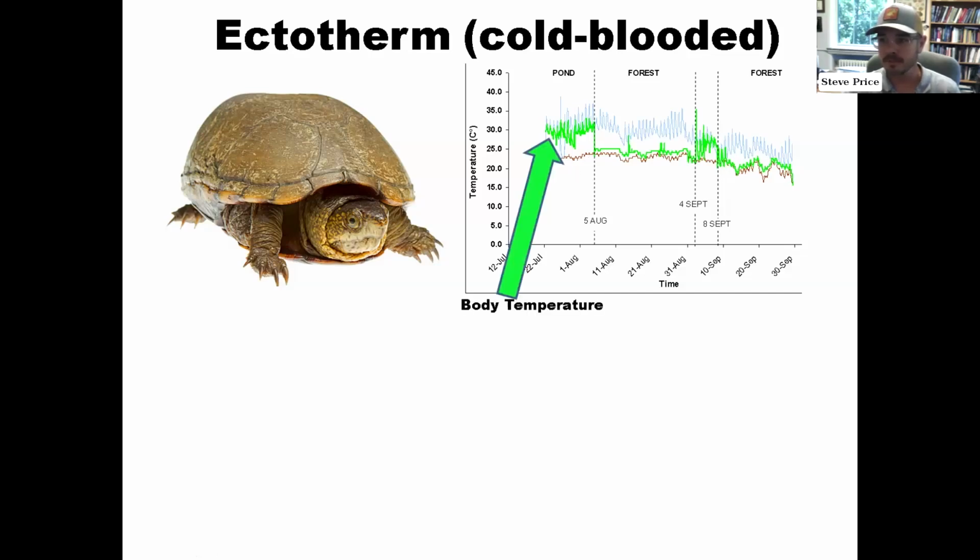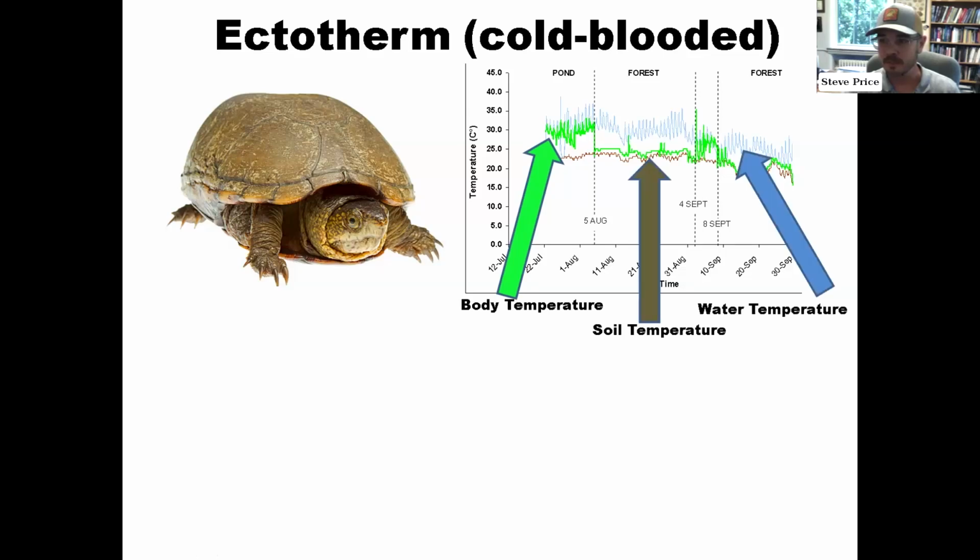And then when this turtle comes onto land, which is located in the brown here, its body temperature is a little bit elevated over that of the soil temperature it's in. So it's tracking those environmental temperatures really well. And we see this for both reptiles and amphibians.